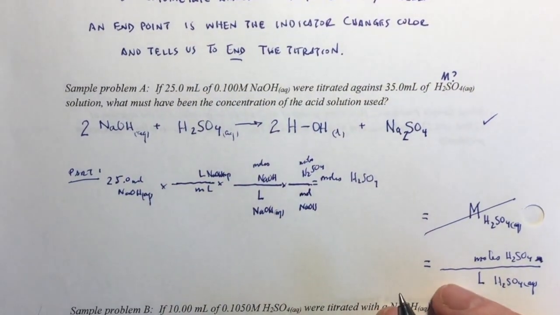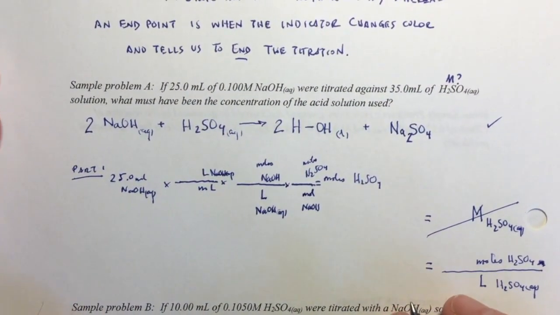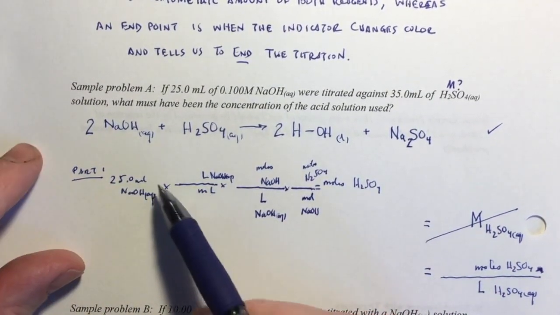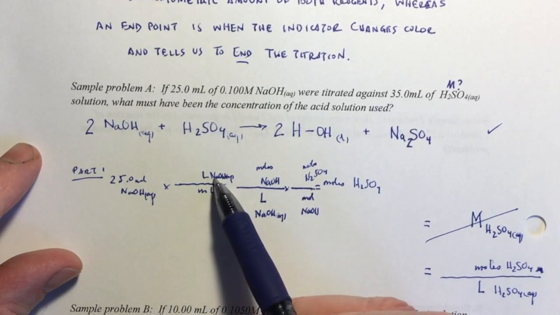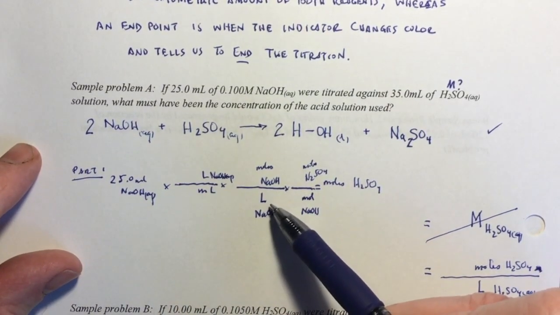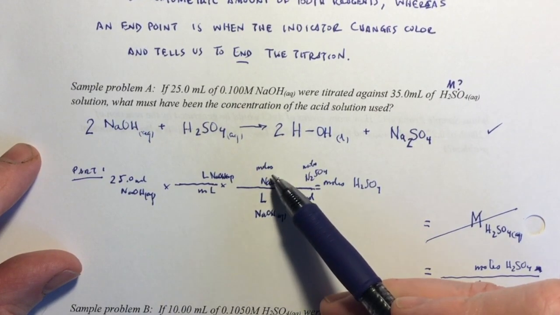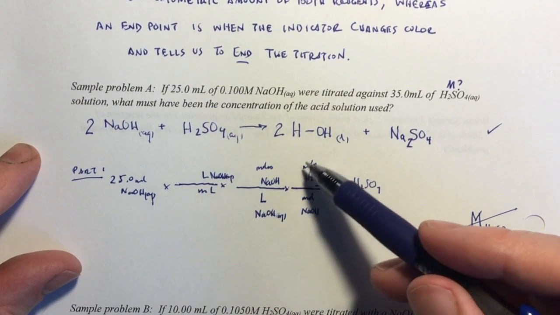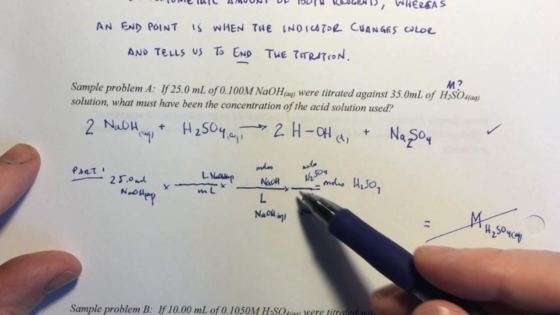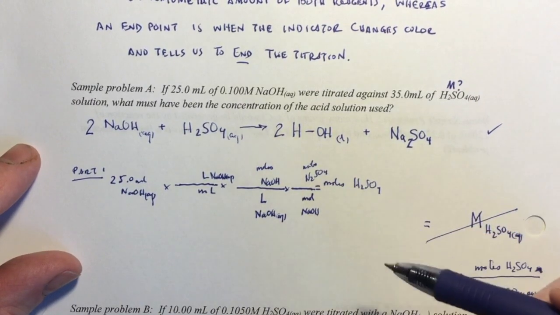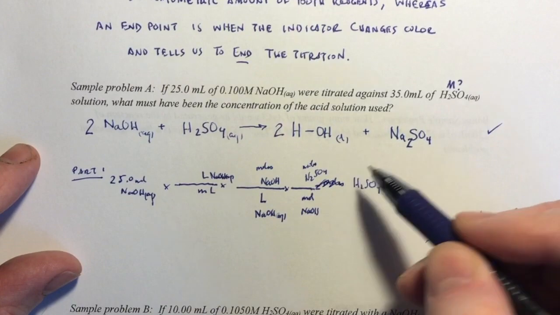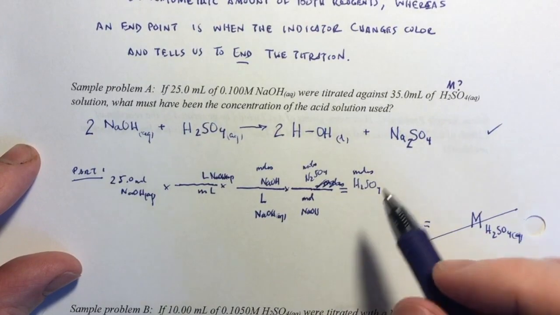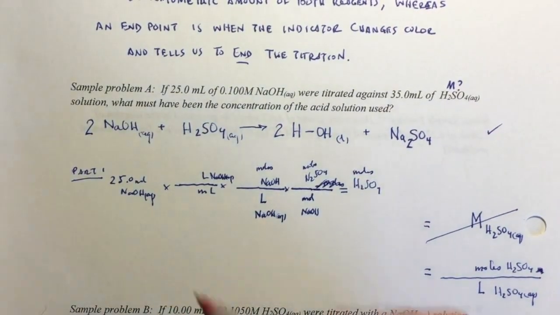So can you see what I'm doing? I haven't left a whole lot of space here, but I've got one conversion step here that goes from milliliters to liters of the base. Then I'm going to use the molarity of the base to convert from liters of the base to moles of the base. And I'm going to do one more conversion step, and here's the heart of the stoichiometry right here, to convert from moles of the base to moles of the acid. And then that's going to give me moles of the H2SO4.